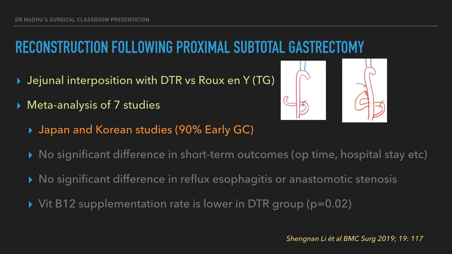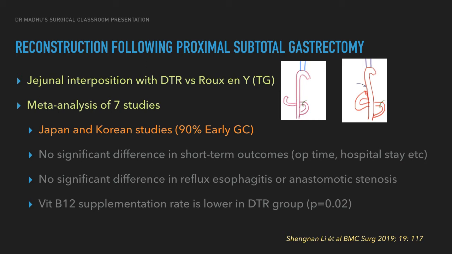There was a meta-analysis that was published very recently comparing a double tract reconstruction with a jejunal interposition against a Roux-en-Y type of reconstruction following a total gastrectomy. So basically it compared a Roux-en-Y versus a double tract reconstruction. It was a meta-analysis of 7 studies. Most of the studies happened in countries where there was a high incidence of early gastric cancer. In other words, screening endoscopy is done extensively and gastric cancer is diagnosed at an early stage in Japan and Korea, where they have to do a total or a subtotal gastrectomy for an early gastric cancer.